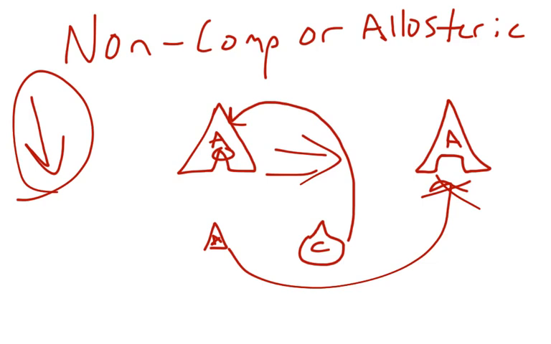Alright, so the three ways we can control it: competitive, non-competitive or allosteric, and the amount of substrate. So that wraps up our short lecture on enzymes. Make sure you get in your textbook and get in your worksheets, and good luck on the exam.